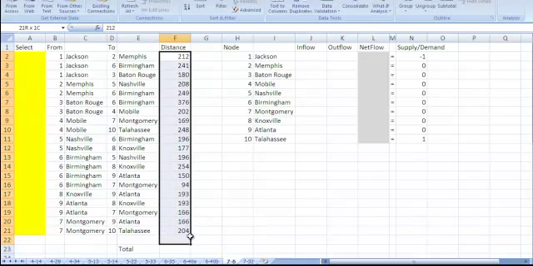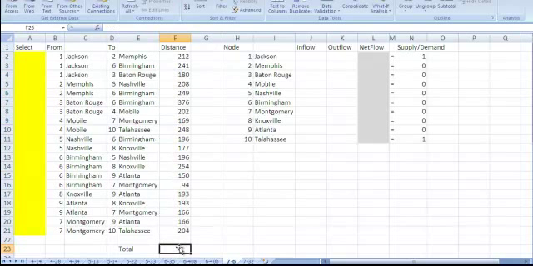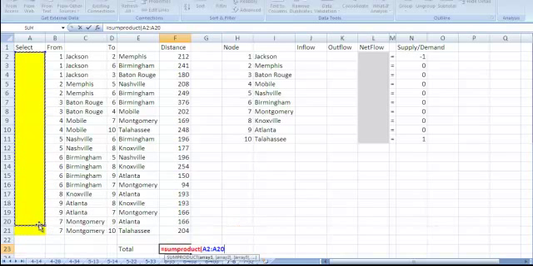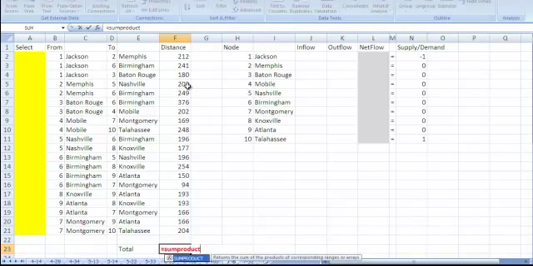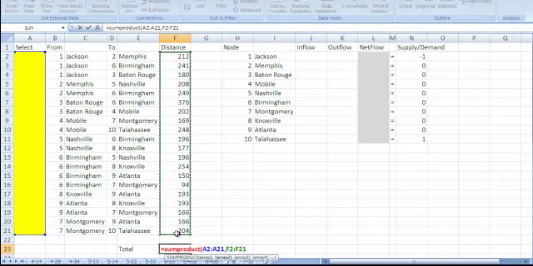Distance. We have the distance for each arc as well, and we can put those two together to get our objective function using the SUMPRODUCT function. Decision variables, comma. Let's try that one more time. Decision variables, comma, distances.